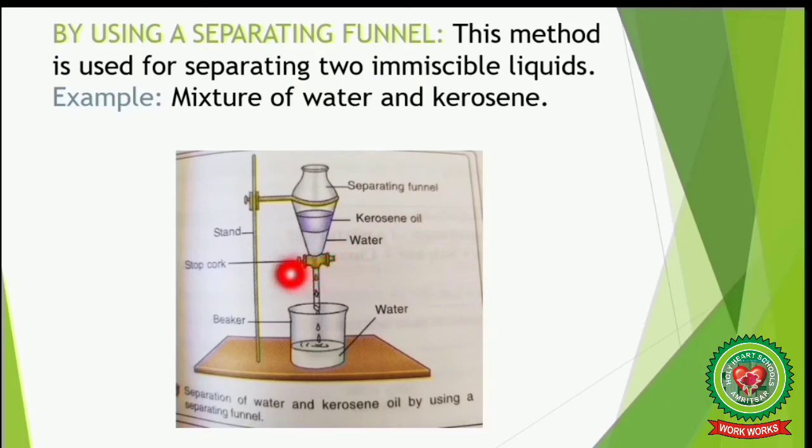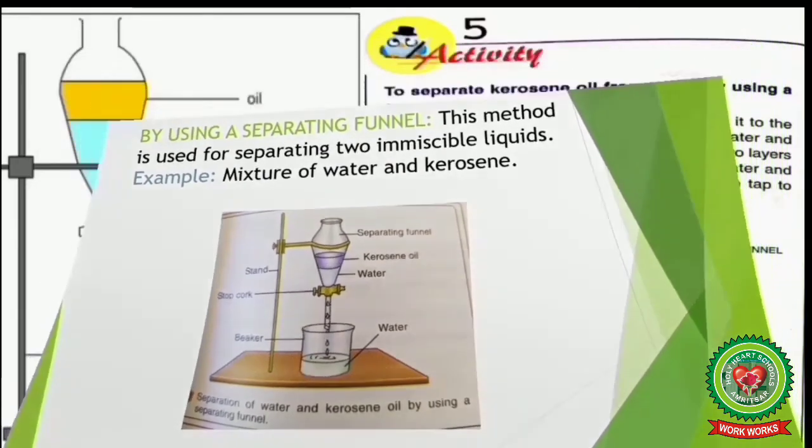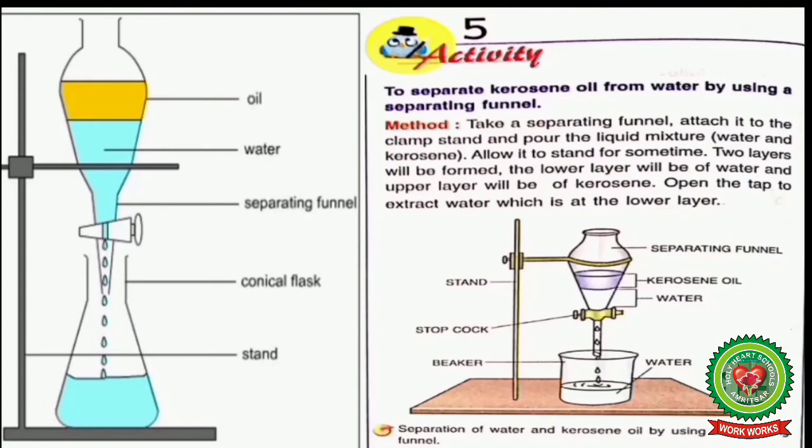is opened carefully so that the water gets collected in the container kept below, and then it is closed carefully so that the oil does not come in the container. In this way, oil and water get separated. There is an activity given in your books, activity number 5. Let's read. To separate kerosene oil from water by using a separating funnel.